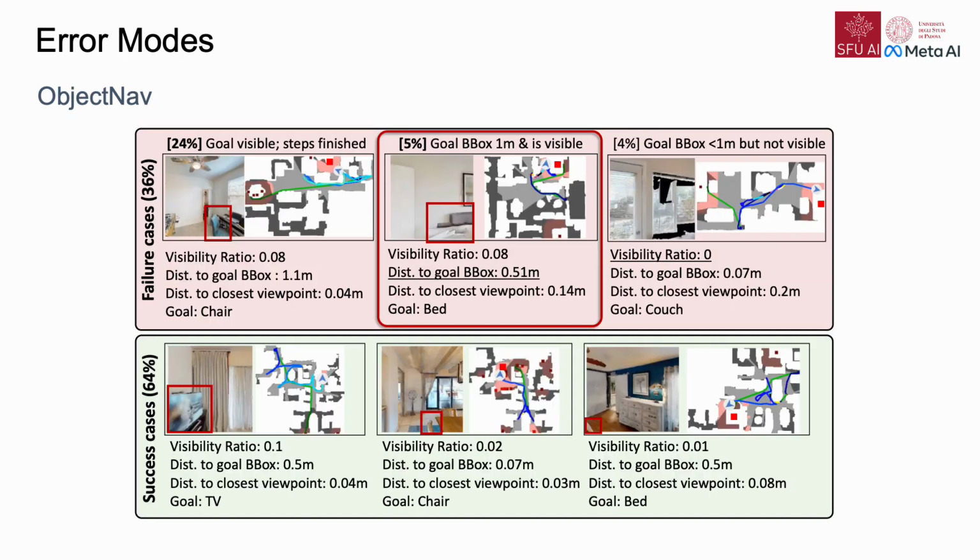We did a similar analysis for ObjectNav task as well. It revealed that some of the episodes fail even when the agent is near the goal and the goal is visible. This indicates that the viewpoints sampled for calculating success in ObjectNav are very sparse.